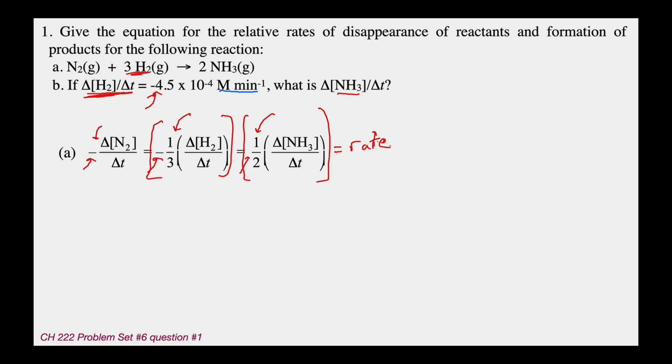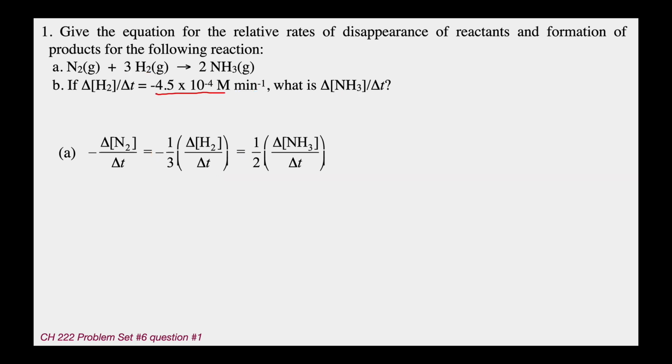Answer B, or question B, excuse me. It says the delta H2 over delta T is minus 4.5 times 10 to the minus 4 molar per minute. This number right here, minus 4.5 times 10 to the minus 4, that is literally the part that goes in these parentheses right there. That's what they call a relative rate. It's a rate based on just hydrogen. It's not the overall rate of a reaction because H2 is disappearing a lot faster than N2 is. That's what the 1/3 is out there for.